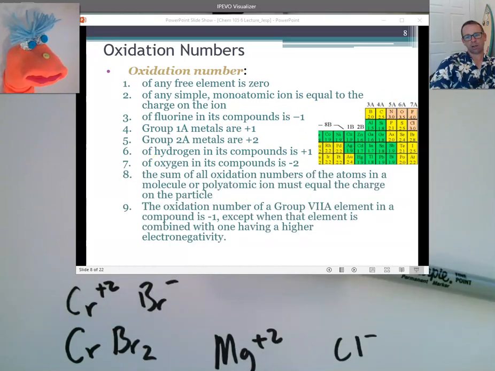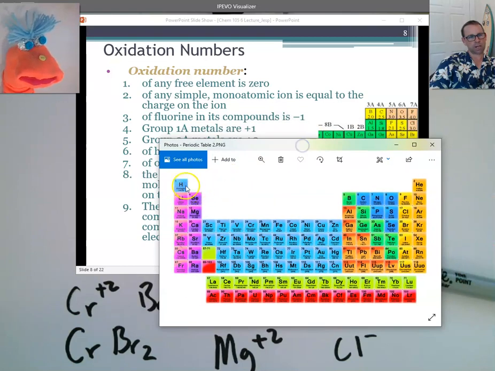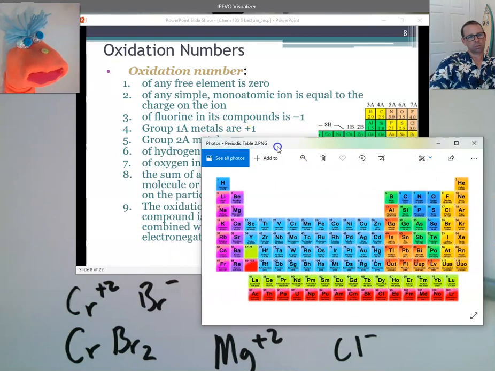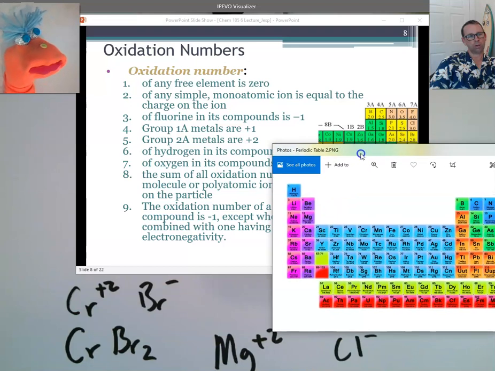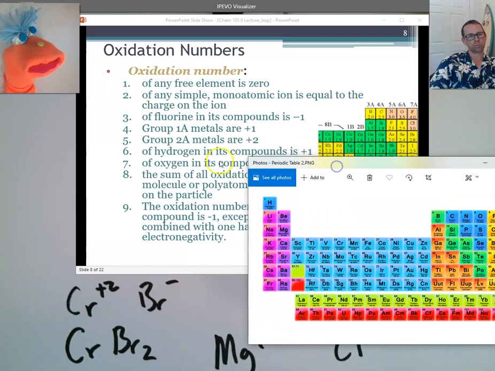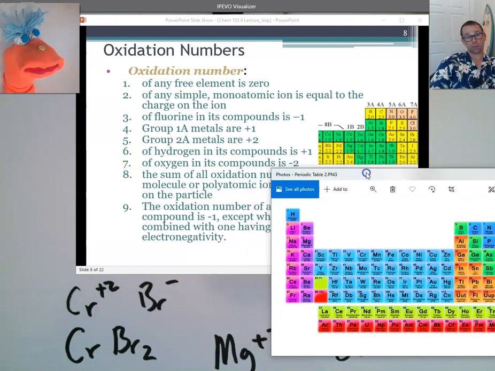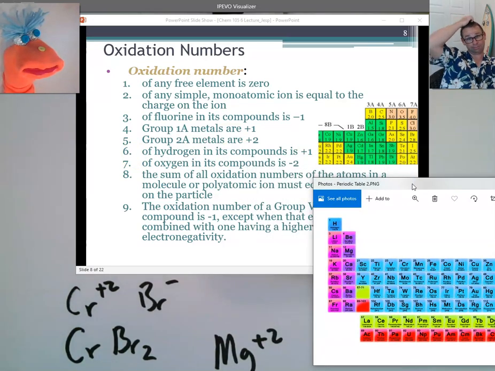Hydrogen in its compound is +1. All right, hydrogen is +1. Well, why isn't it just that group 1A metals are all +1? Why does it say group 1 metals there and then hydrogen later on? That's a very good question, and I'll tell you why. I was going to tell you this later, but I'll tell you right now.